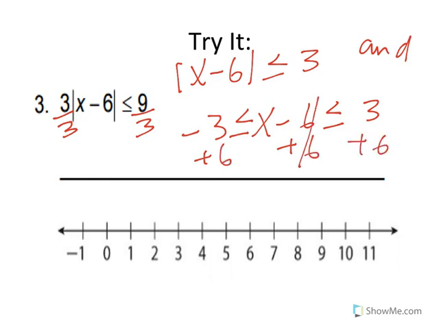So this reduces to 0, so x is greater than or equal to negative 3 plus 6, which is 3, and less than or equal to 3 plus 6, which is 9. So here, greater than or equal to, we have a solid dot, and less than or equal to 9 is a solid dot, and it's between these two.